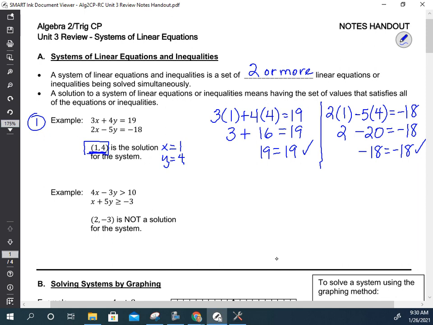If the first one works, but the second one doesn't, then the answer fails. The answer is a fail. It has to work for both.